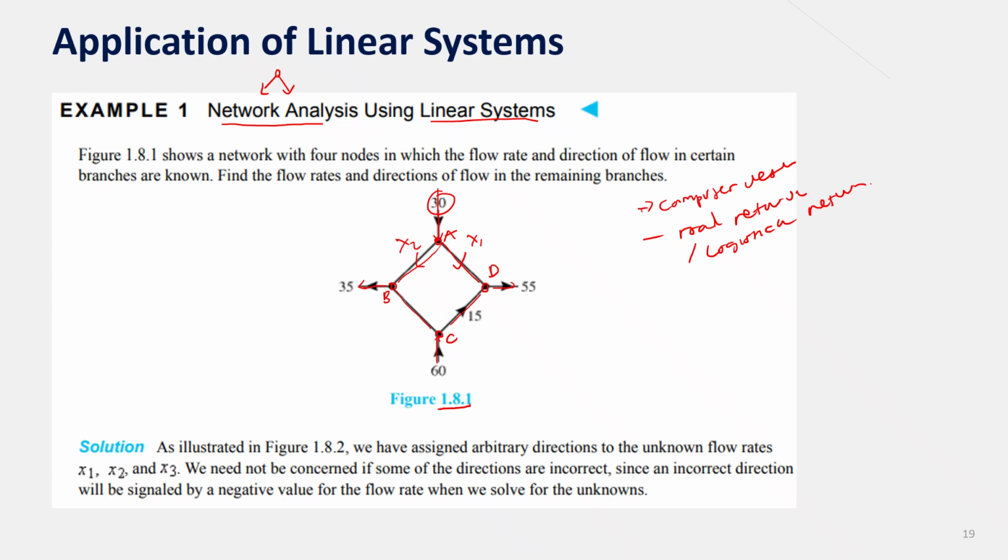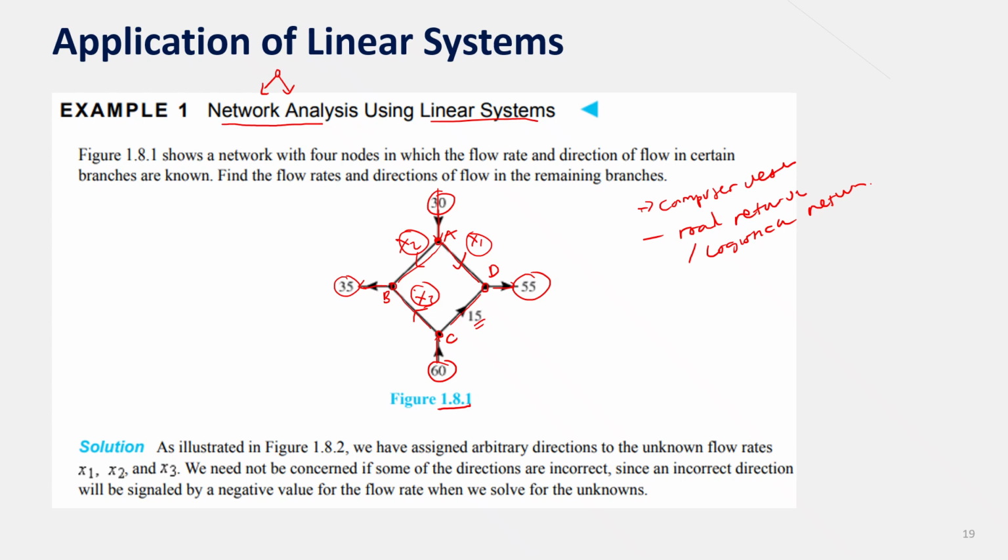And then out from B it's 35, out from D is 55. And then from node C, we know that there are 60 packages going into C, and 15 going out here. And then here, let's say x1, x2, x3, some of it goes out from this one. Now the question is, how do you know the values of x1, x2, x3, in order to know the network flow?